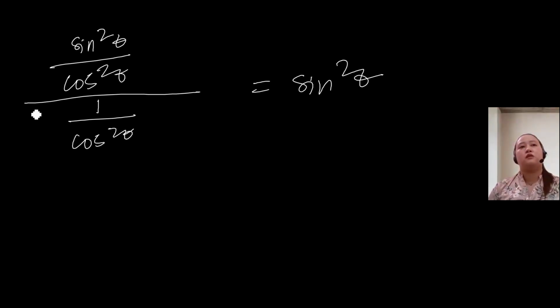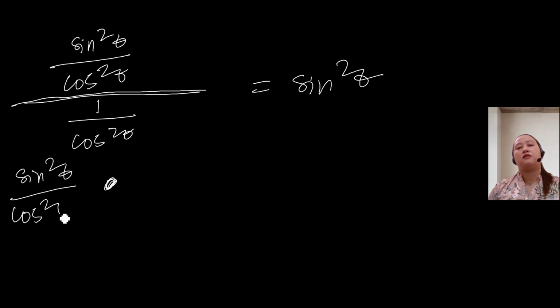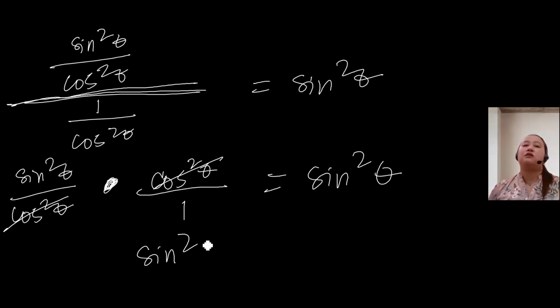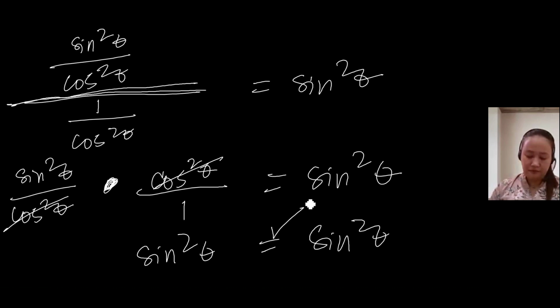Since this is division, we can make it multiplication. Copy the numerator, sine squared theta over cosine squared theta. Denominator, since division becomes multiplication, we have to write the reciprocal of the denominator. So it will become cosine squared theta over 1. Again, you have to review your algebra. Okay? So now we can already cancel. So we have sine squared theta over 1 is sine squared theta equals to the right side. That's it.